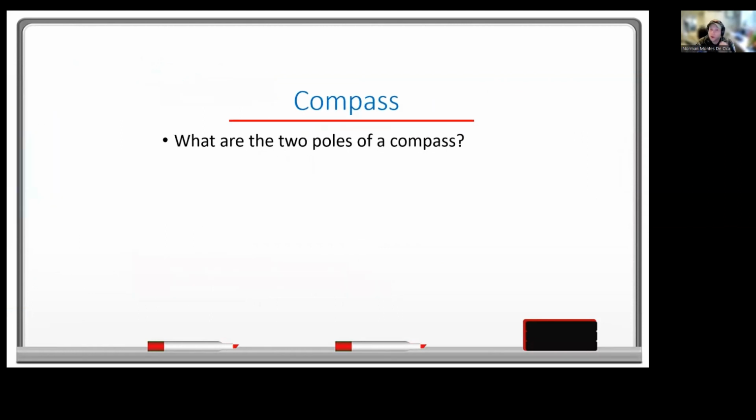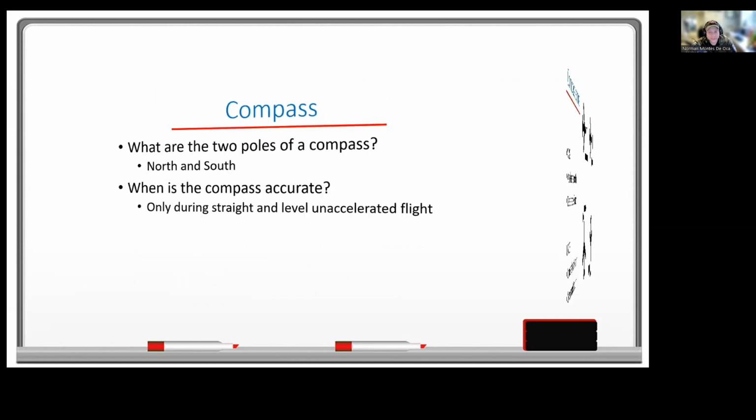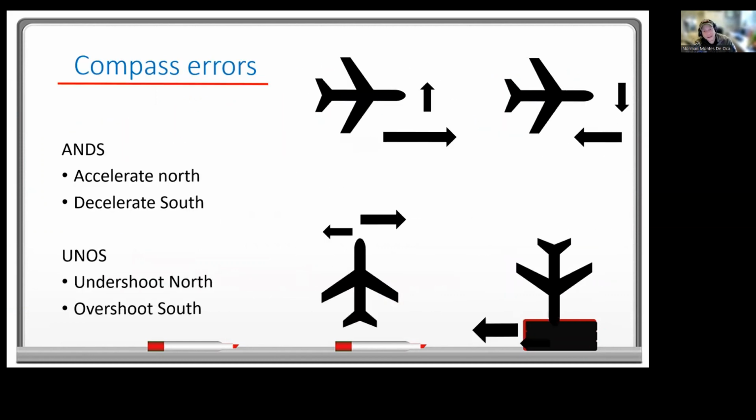But let's review. What are the two poles of a compass? North and south, you got it. And when is the compass accurate? During a straight and level unaccelerated flight. Solid. Now let's talk about those errors a bit more.